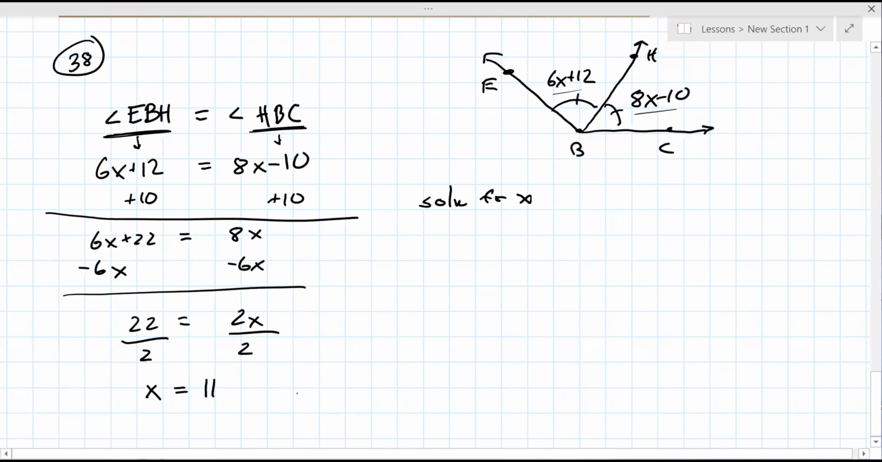This is a very common example of an intermediate result that is not what they're looking for. Geometry, much more so than algebra, has a lot of these where you find x, but sometimes the question actually says, what is the value of x? Here, though, it's not asking for x. It wants the measure of angle EBH. And we know that that is 6x plus 12.